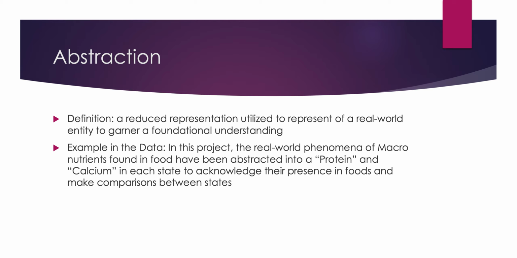So to start off this project, we're going to look at what an abstraction is. By definition, an abstraction is a reduced representation utilized to represent a real-world entity to garner a foundational understanding. In this specific project, the real-world phenomena is macronutrients, and the two specific elements that we're going to be looking at are proteins and calcium. While looking at these macronutrients, protein and calcium, we will look at the presence in foods and make comparisons between these states.